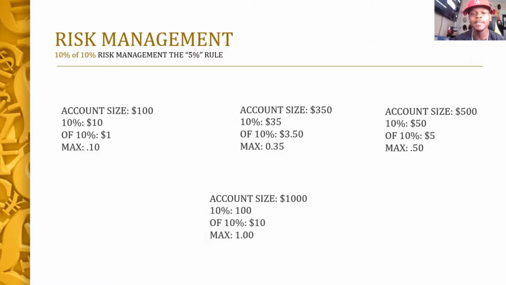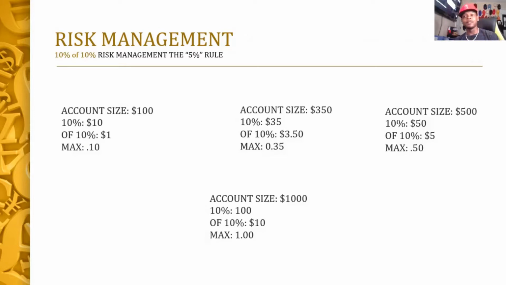So now let's say you have an account size of $350. 10% of that is $35, and then 10% of $35 is $3.50. So that means your max lot size that you could pop is a 0.35. The same way with that, you could split that up as well. Let's say you have an account size of $500. So 10% of 500 is $50. 10% of 50 is 5. And then the max lot size you could pop for a $500 account is a 0.50.